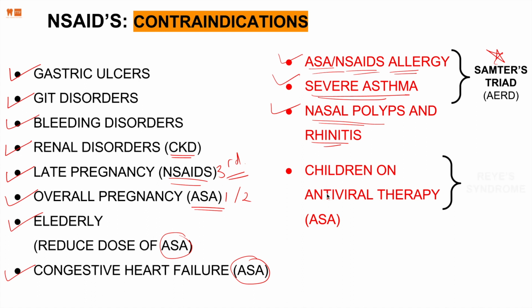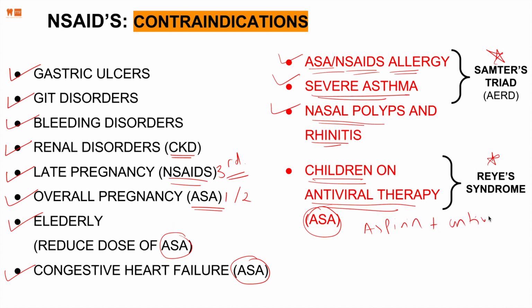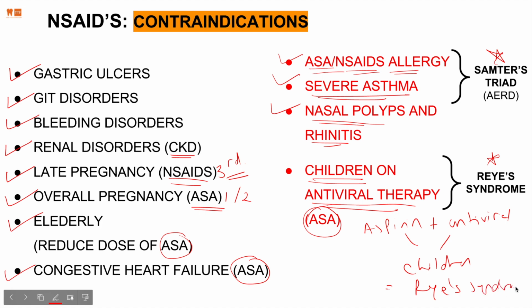Next is Reye's syndrome. Reye's syndrome is very important, also asked on the exam a lot. This is when we give children that are on antiviral therapy aspirin. When aspirin is clubbed with antivirals in children, it leads to Reye's syndrome. Remember this point, very, very important, everyone.